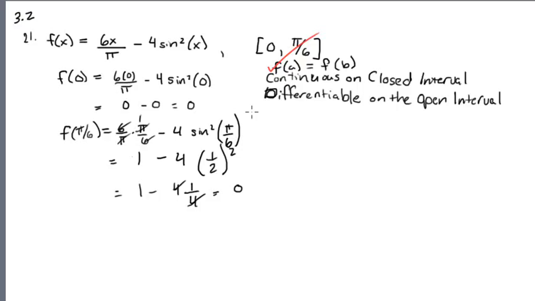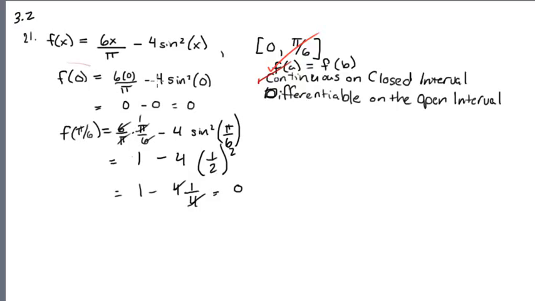Is it continuous? Well, I have 6 over pi times x. That's continuous because it's a polynomial. I know that sine is continuous. I know that x squared is continuous. So sine squared is continuous because that is just a composition of functions, both of which are continuous. And then I have the addition of two continuous functions, which would also be continuous. So, hey, check.